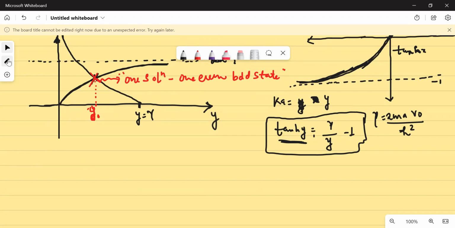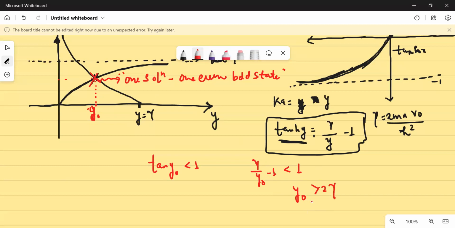The first thing that we know is that this y naught, if I write tanh y naught, this tanh y naught is less than 1, because this is your 1. Is that clear to you? Yes, sir. Okay. So tanh y naught is less than 1. What does it imply? It implies your gamma upon y naught minus 1 should also be less than 1. It implies that your y naught should be greater than gamma by 2.